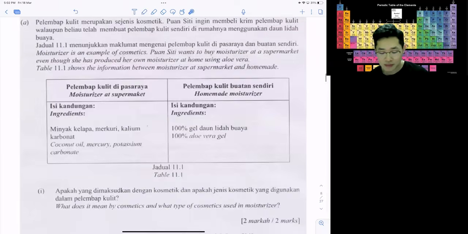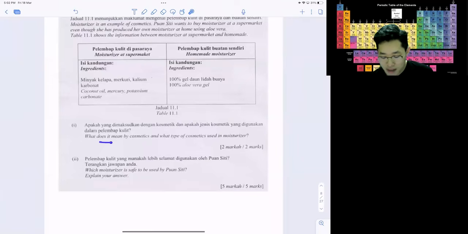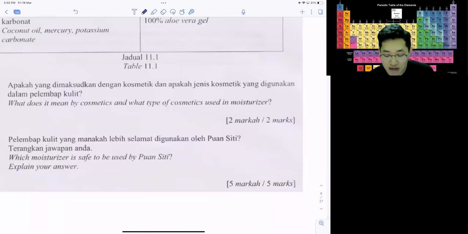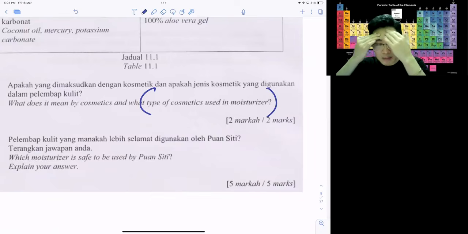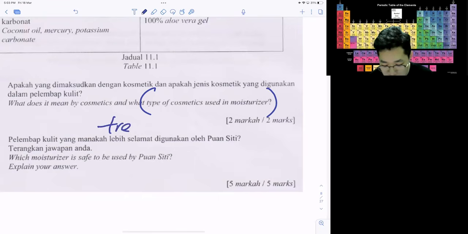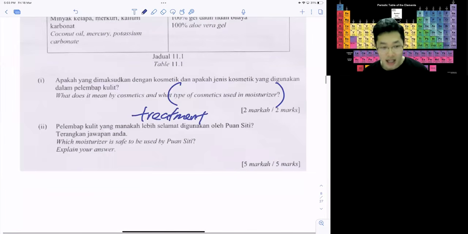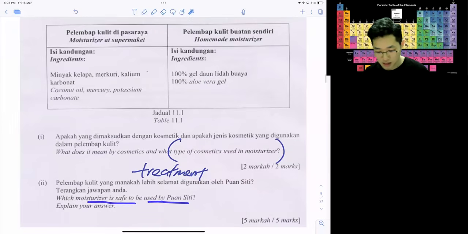Okay. Then next, what does it mean by cosmetic and what types of cosmetic is used in moisturizer? Now they're asking you types. We skip the definition. Types of cosmetic in moisturizer. We got treatment, we got makeup, we got fragrance. Moisturizer is for treatment cosmetic.